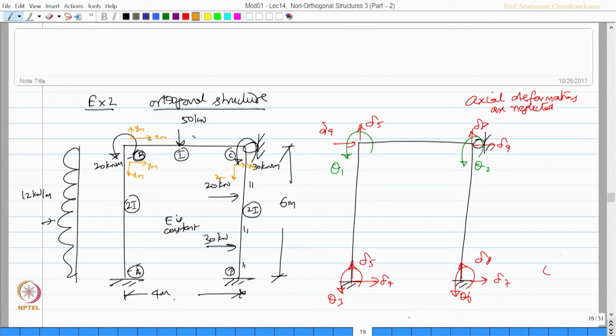So, for the member BA the labels were, I write here, theta 1, theta 3 and delta 9 and delta 4. For the member BC the labels were theta 1, theta 2, delta 5 and delta 8, and for the member CD the labels were theta 2, theta 6, delta 9 and delta 7, correct. We add these values which we did in the earlier problem, please see that.